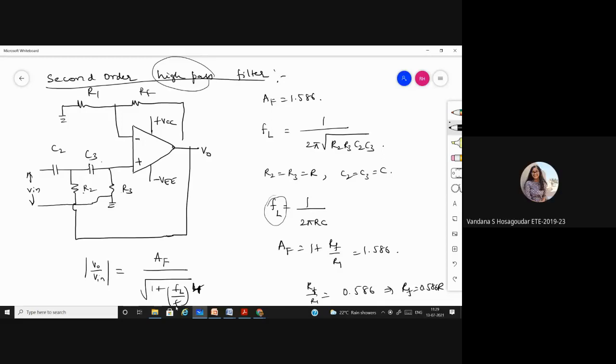Sir, is it because in high pass filter all the frequencies above FL will be passed, but in low pass filter it's the other way around, all the frequencies below FH will be passed? Yes, very good. It's like that. So here, all the frequencies above FL will be passed. There, all the frequencies below FH will be passed. That's why in high pass filter we derive the equation for lower cutoff frequency, and in low pass filter we derive the equation for higher cutoff frequency. Don't get confused.